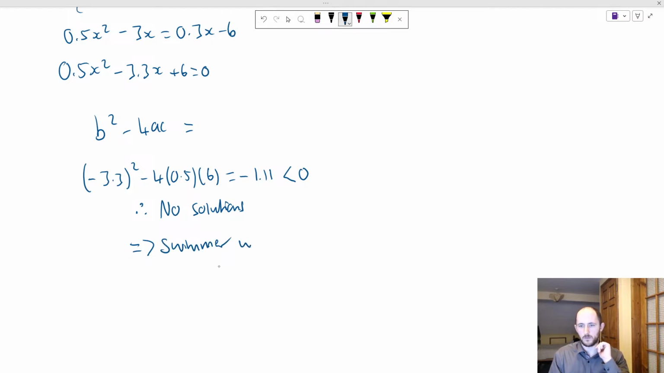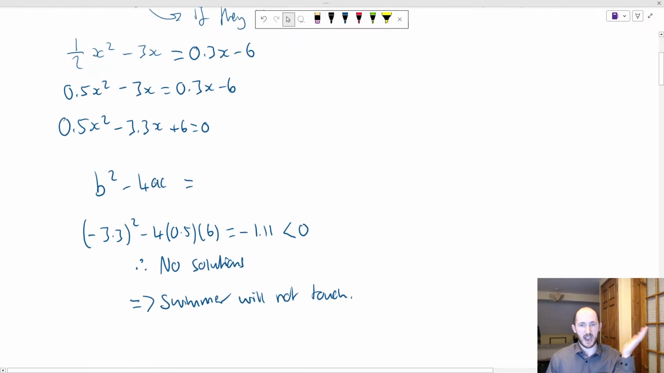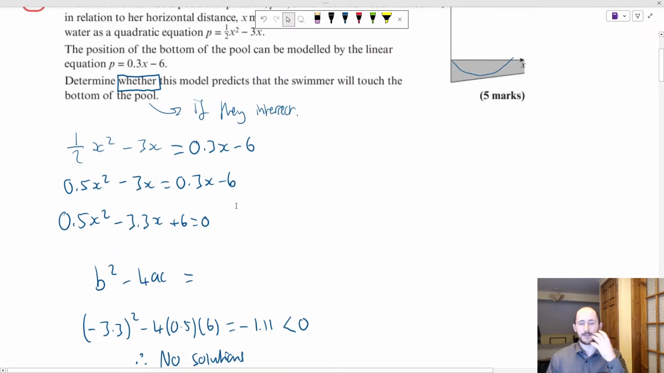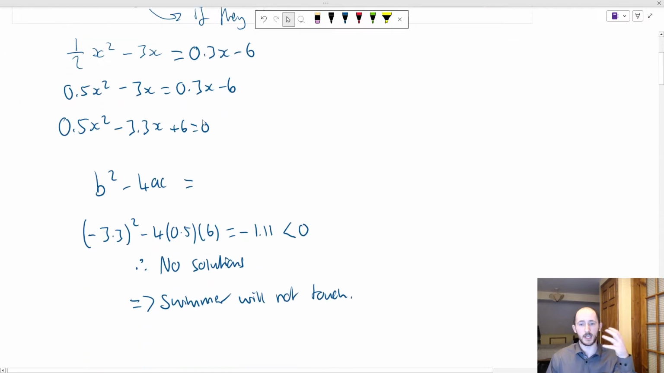Swimmer will not touch. Now, if you notice, this is a 5-mark question, and it's an exam question, that's why there's an E there. There's not that many steps, well, 1, 2, 3 steps, really. Again, that's why I like the modelling questions, because if you understand the maths behind the modelling, you can get 5 marks in just a few lines of working out. It's really, really good.